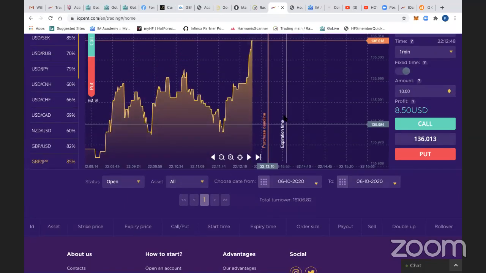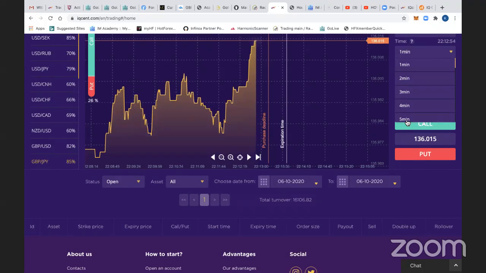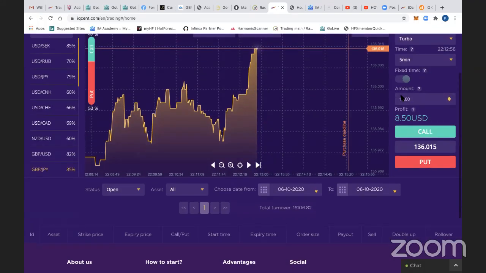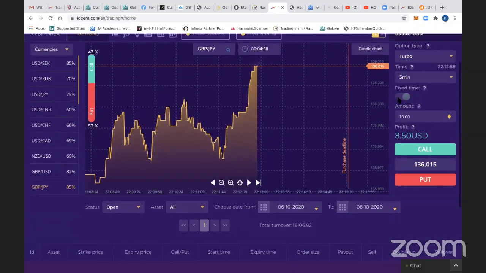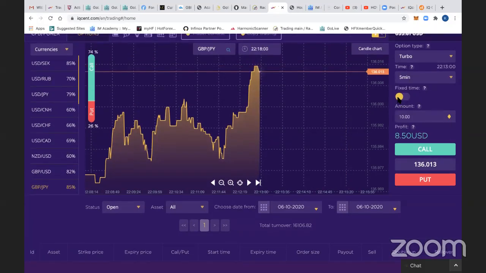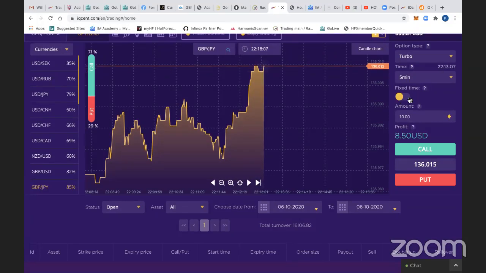The most important thing is that you choose your time. So let's say we're taking 5 minutes. If you're following your educator, and you're new, the first thing you want to do is put it on fixed. So put it on fixed. Every time you take the trade, it's going to be 5 minutes. Put it on fixed, because if you don't, it's moving.